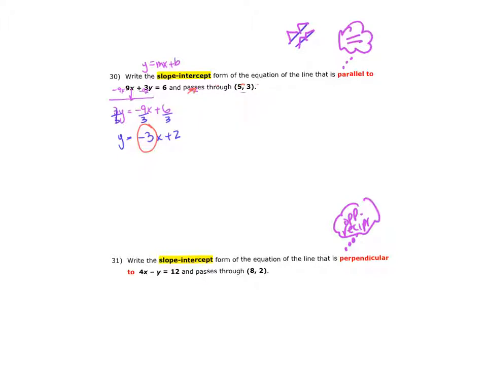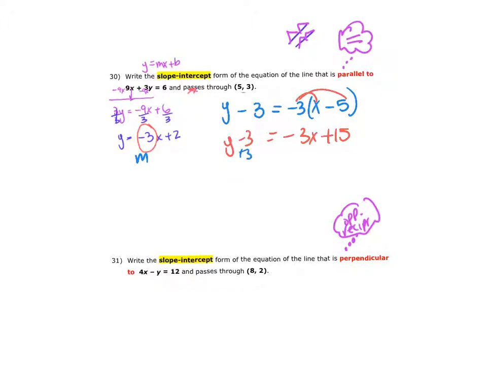So y minus y1 equals the m of negative 3 times x minus x1. That's point slope formula. They want it in slope intercept, so I just simplify with the order of operations. I add 3 to both sides, and now I have y equals negative 3x plus 18.